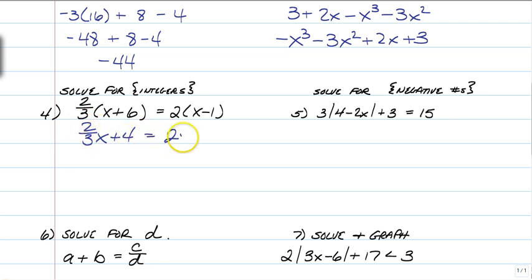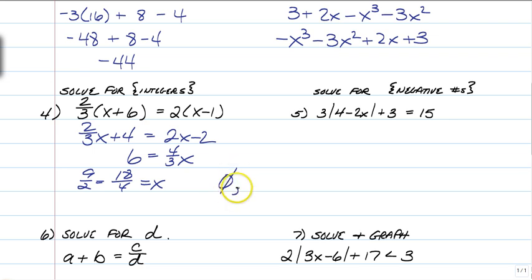Solving for integers. First, distribute your 2/3. Distribute your 2. Now, solve for x. Subtract 2/3 from both sides and add 2 to both sides, and you'll end up with 4/3 x is equal to 6. Multiply both sides by 3/4, and you will end up with 18/4 is equal to x. Now, the question is, 18/4, which reduces to 9/2, an integer? The answer is no. So this would be no solution with an extraneous solution of 9/2. Okay? Don't forget about that.